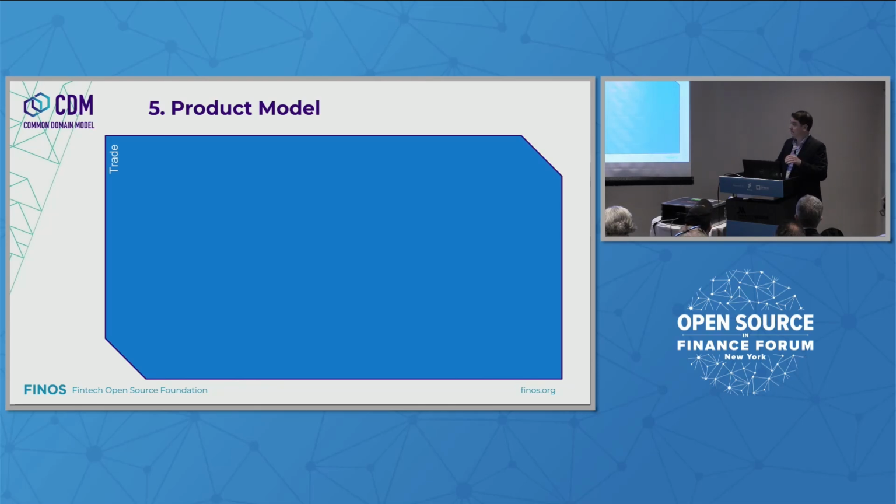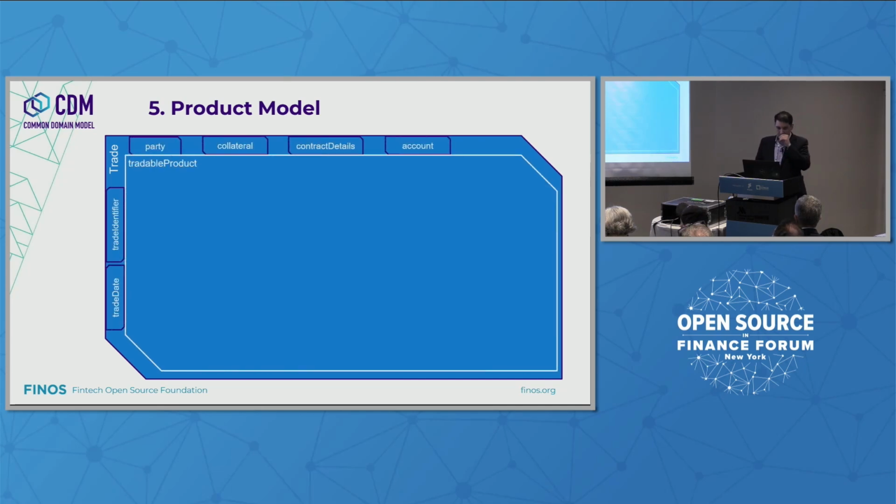This is a really great slide, actually. The trade is the top level of the product model. If we think of the product model, product and trade, we have this trade object, and within it, there are things that you typically need on a trade. So you have parties, you have collateral, you have contract details if you want to put a legal agreement against the trade. You might have account details. What else have you got inside? Trade identifier, important for lineage as to where this thing came from, and then trade dates.